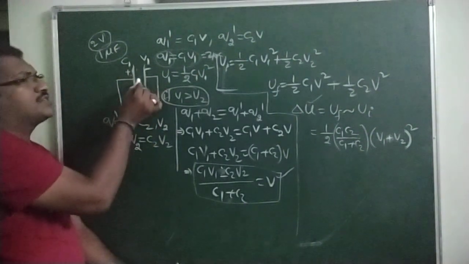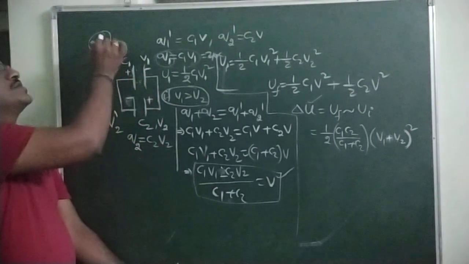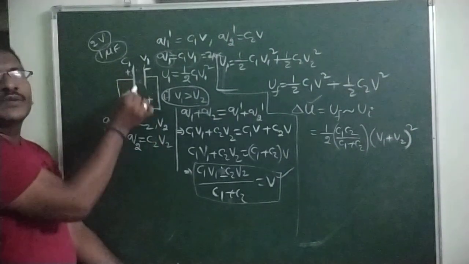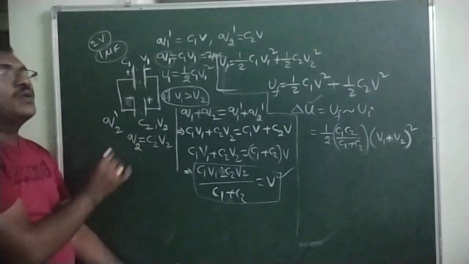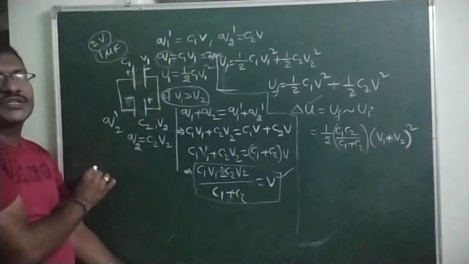In this situation, charge flows from here to here, because here the potential is 2 volts and here the potential is 0. That means charge always flows from high potential to low potential. What amount of charge is flowing from the first capacitor to the second capacitor?